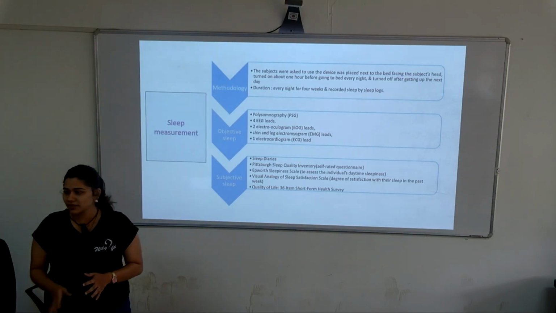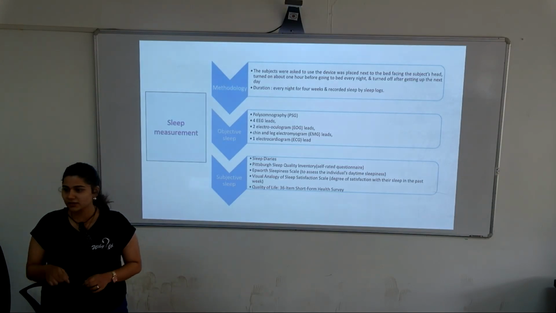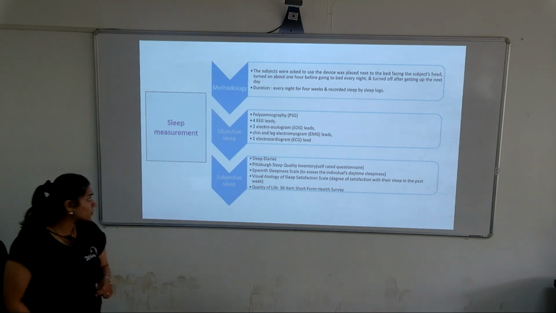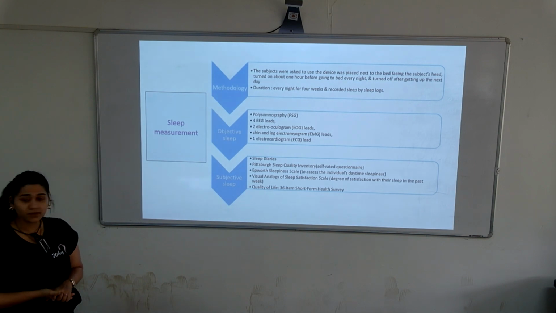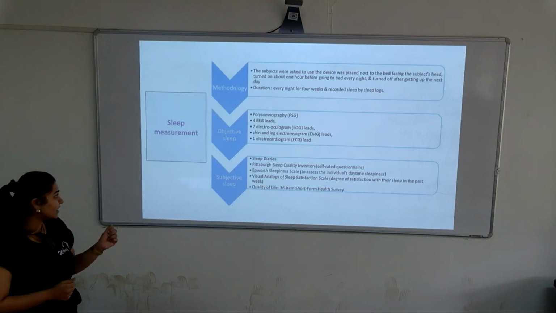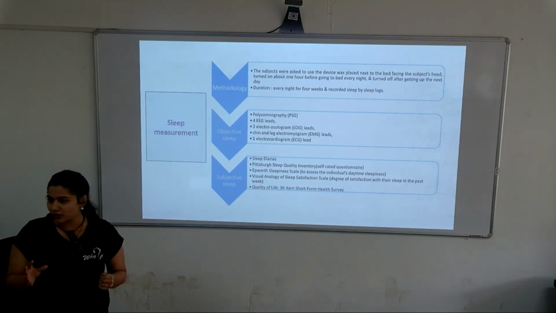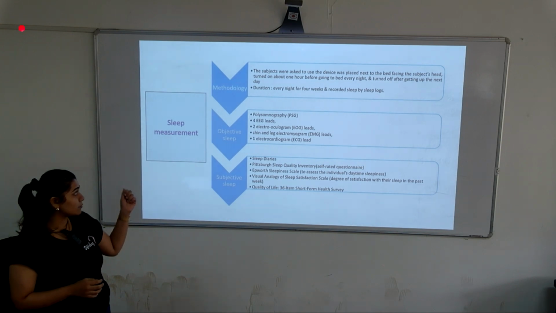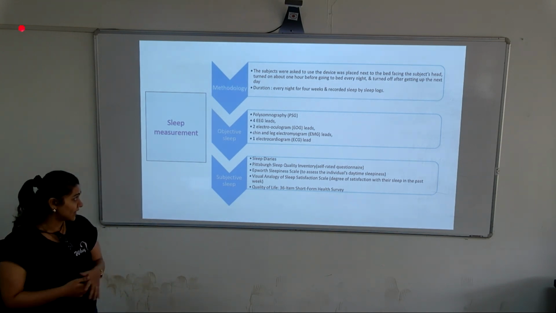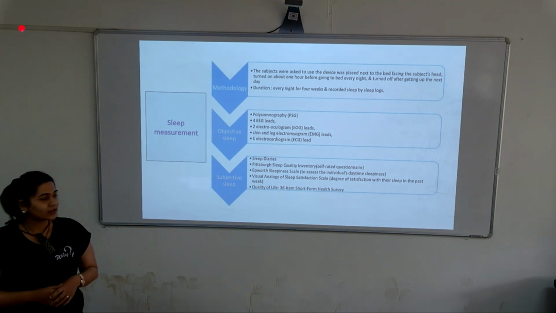And the duration of the study was 4 weeks, and this needs to be repeated every night before going to sleep. They used 2 types of measurements for the sleep. One was objective sleep and the other subjective sleep. Objective sleep takes into consideration numerical values from polysomnography, ECG, EEG, different kinds of leads. And subjective ones are the diaries, maintaining a diary.